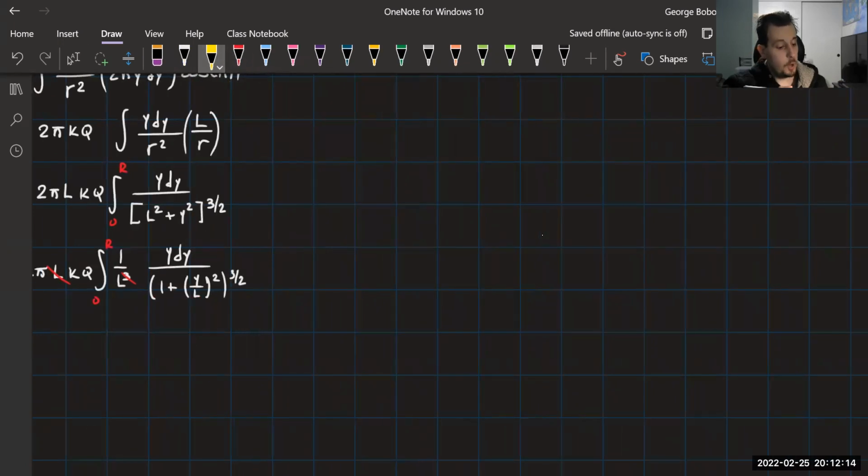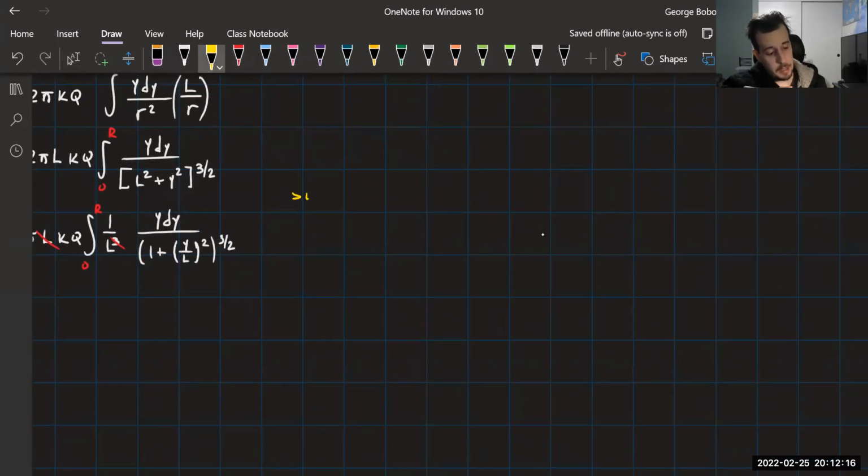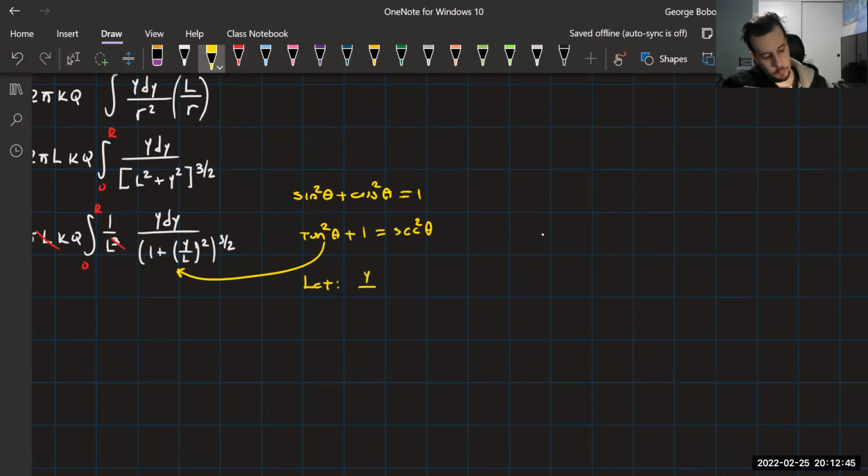And then your U sub, or rather your trig sub, excuse me. You base it off of the Pythagorean identity for sine and cosine. You divide both sides by cosine squared to give you tangent squared plus 1 is equal to secant squared. You use this because it matches the form here, remember? So you let y over L be equal to tangent of theta.